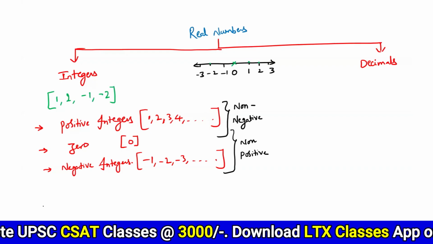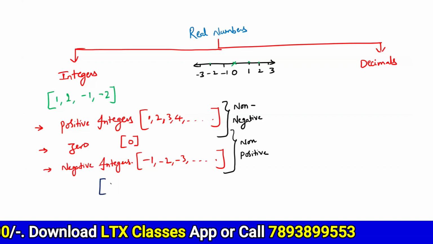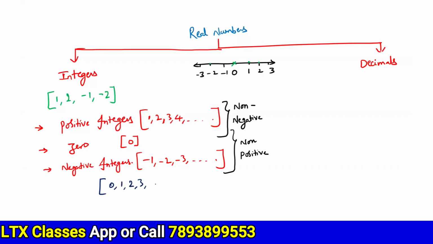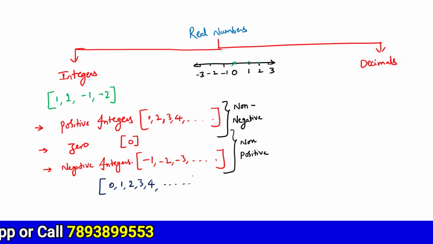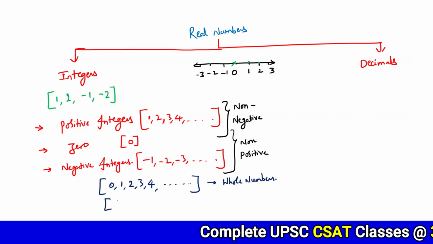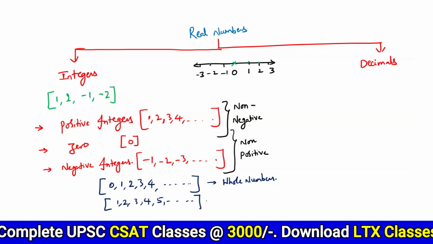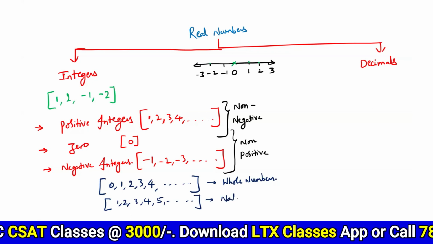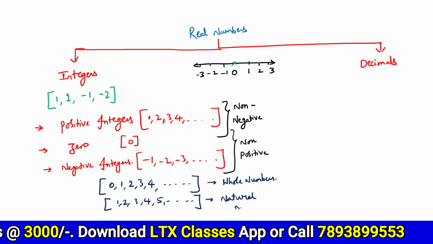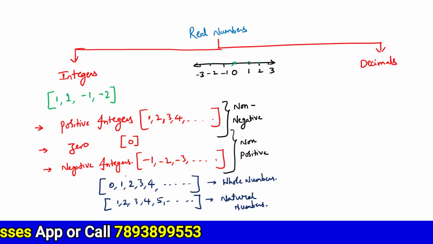Next, what about this one? 0, 1, 2, 3, 4, and so on. These are called which type of numbers? Whole numbers. Next, 1, 2, 3, 4, 5: natural numbers. Without considering 0, they are called natural numbers. So this is regarding the classification of integers.